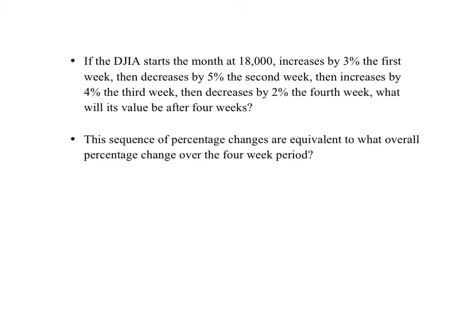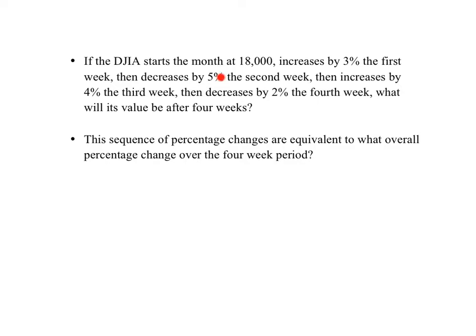The temptation here that we want to avoid is to think, 3% plus 4% is 7% worth of increases, contrasted with 5% plus 2% equals 7% of decreases. Well, 7% of increases versus 7% of decreases, those must cancel each other out, and we just end up right back at 18,000. But that would be mistaken, because these increases and decreases are one after the next.